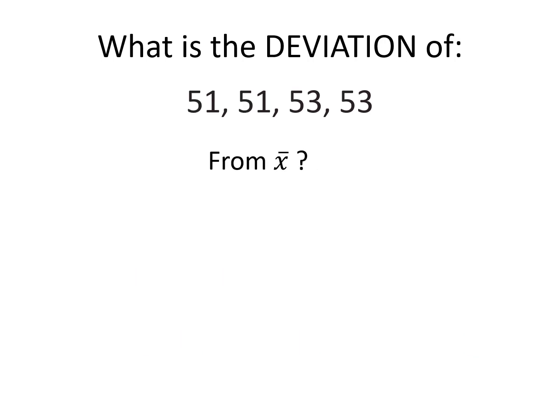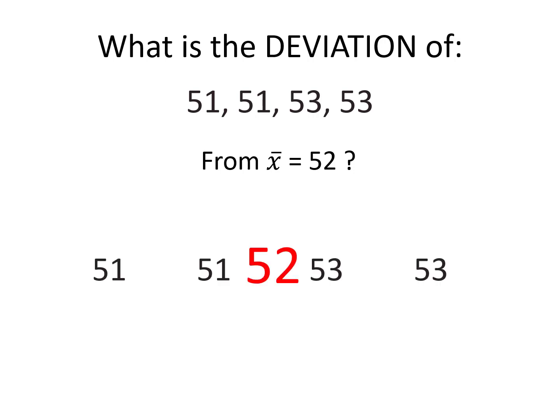Okay, let's try a bigger set of numbers. What's the deviation of these four numbers from x bar? Well, we know how to work that out. The mean of those numbers is 52, so there's our data set, there's our mean, and here are our deviations. 1, 1, 1, and 1. Oh!